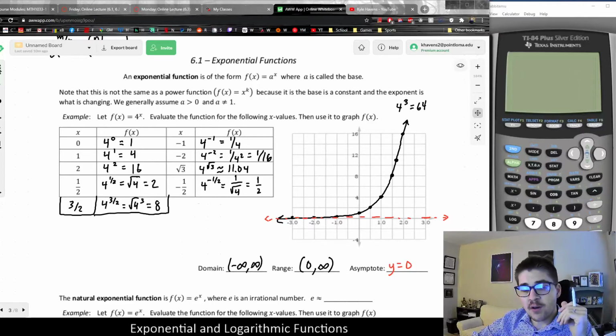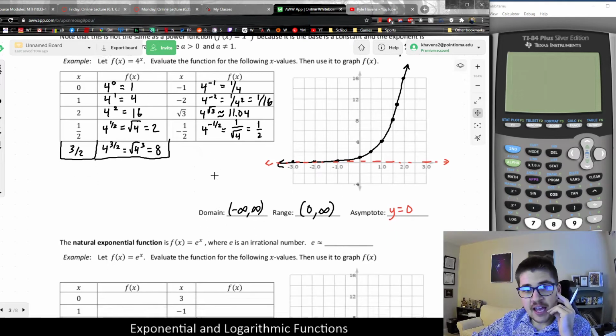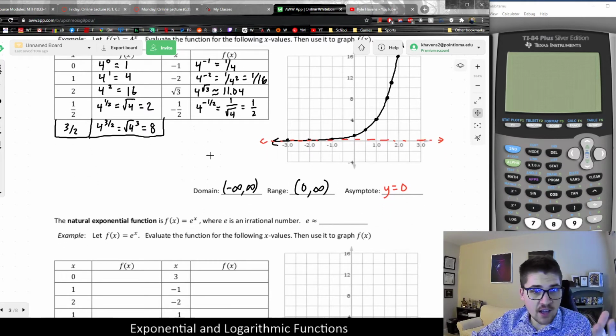The next thing I want to talk about is e to the x, what we often call the natural exponential function. And this is kind of a more confusing function because e is a very special number, which is a little bit hard to explain the importance of without some calculus. But basically, it's the most important exponential function.